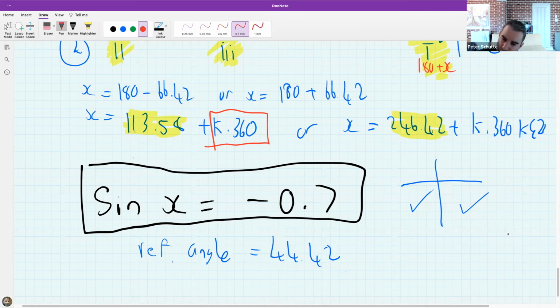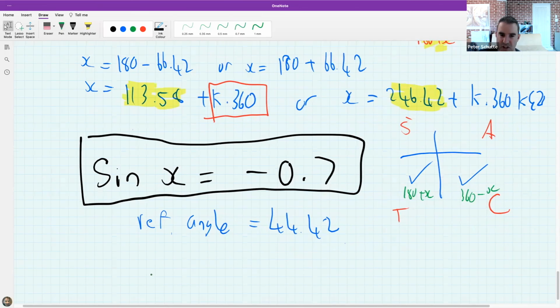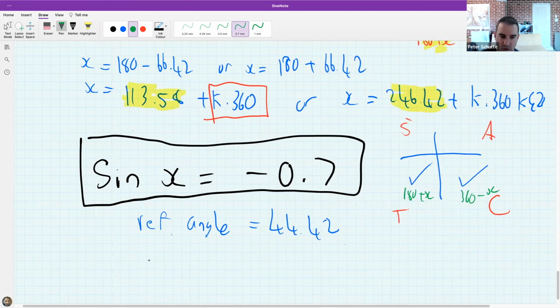So if you think of the CAST diagram, sine is positive in quadrants 1 and 2, but I don't want quadrants 1 and 2. I want where it's negative, which is quadrants 3 and 4. And so my answer is going to have the form 180 plus x or 360 minus x, but it's going to be in quadrants 3 and 4. Does that help? If I'm just thinking about where sine is negative, you ask yourself, where is sine negative? Oh, okay. Thank you, Mr. S. Pleasure.